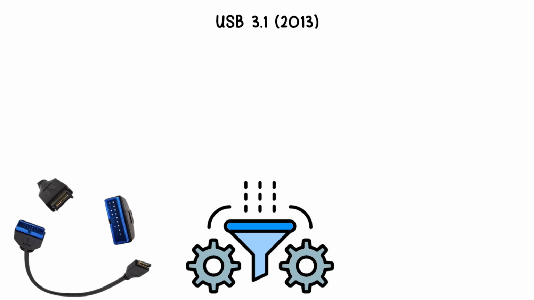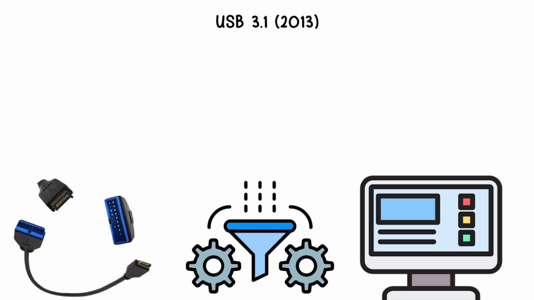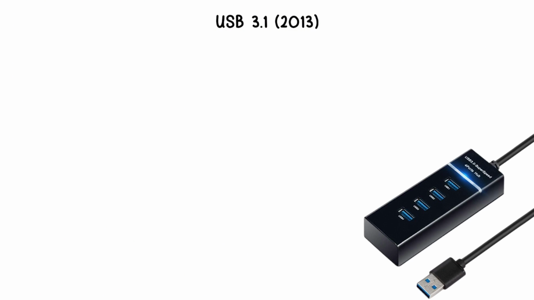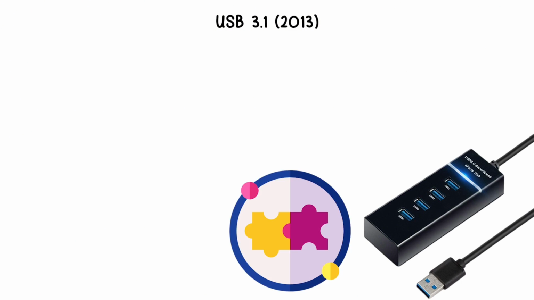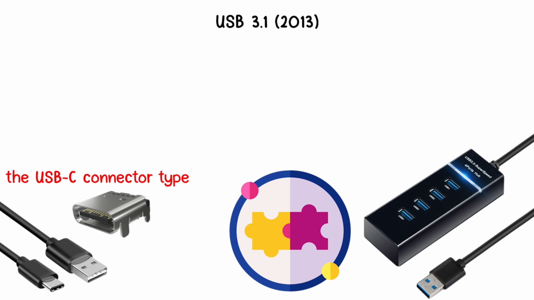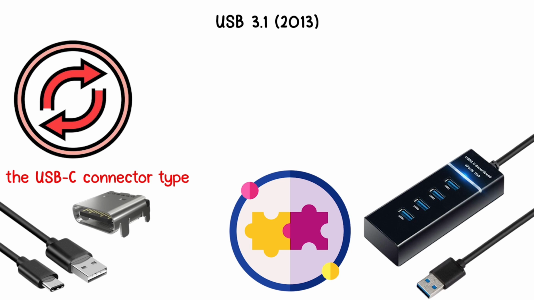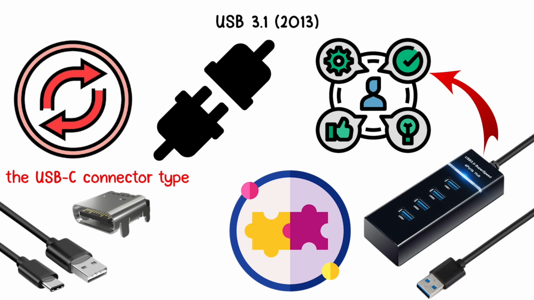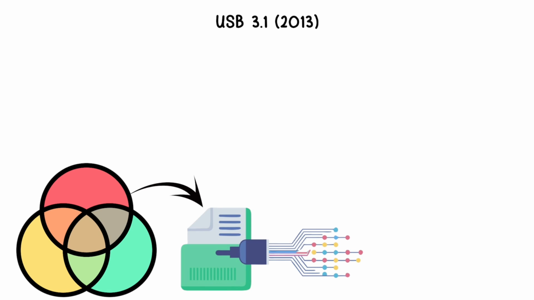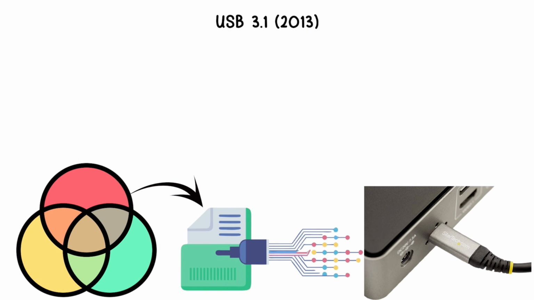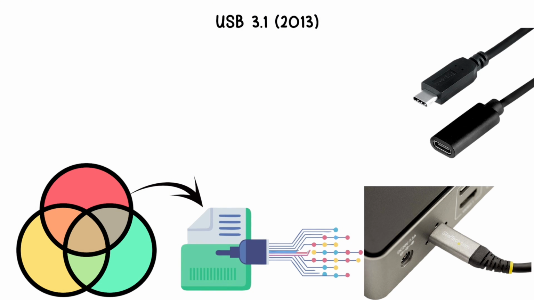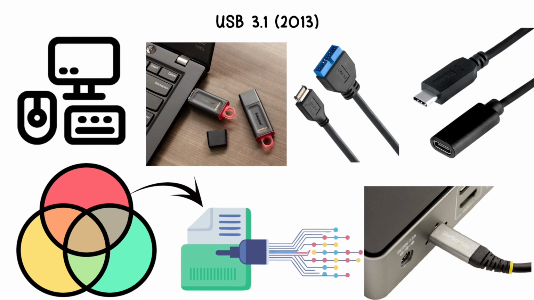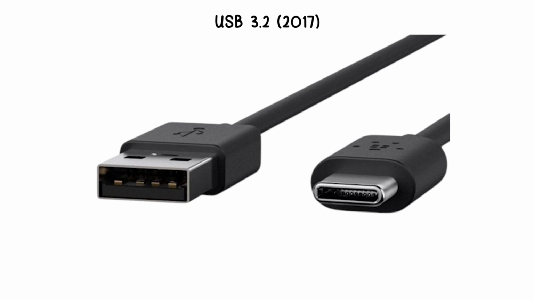This version included refinements to the physical interface and signaling to improve efficiency and reliability. USB 3.1 ports are often compatible with the USB-C connector type, which is reversible and can be plugged in either way, making it more user-friendly. The combination of high-speed transfer and increased power delivery made USB 3.1 suitable for external displays, high-speed storage, and professional peripherals.